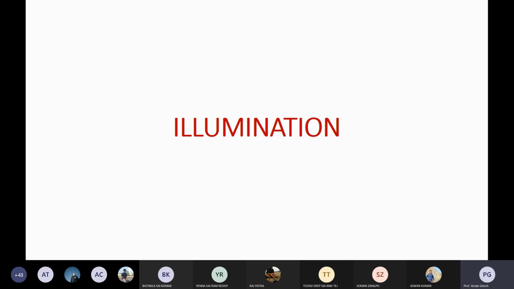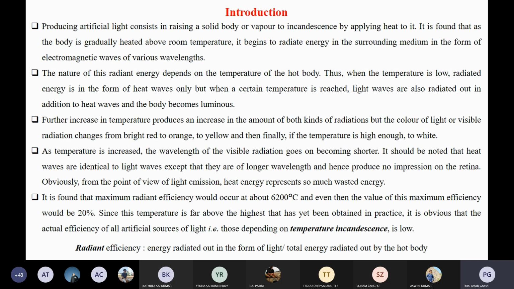First, a few important points. How do you get that lighting? Normally, when you were at the +2 level, in school, you could see that if we heat any of the components, any of the metals, and increase the intensity of the heat, then gradually the temperature of that metal will increase.